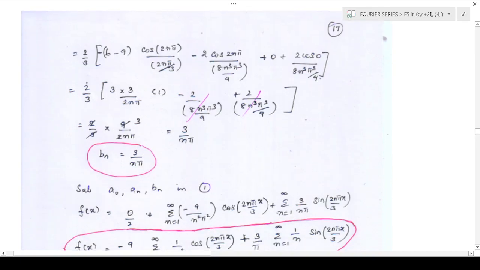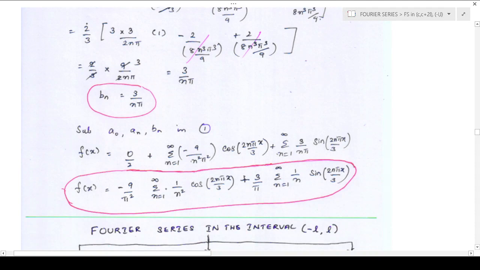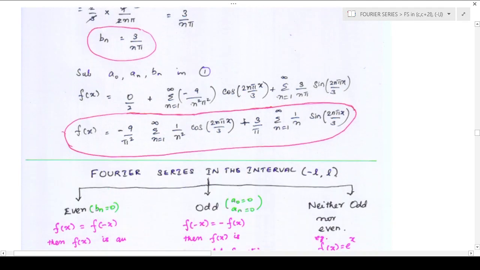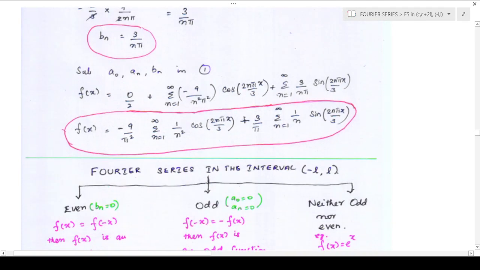So substituting a0, an, bn in equation 1, you will be getting the required Fourier series. This is for 0 to 2l, or 0 to 2 pi, or 0 to 6, 0 to 7, whatever the interval is, you will be finding the Fourier series like that.